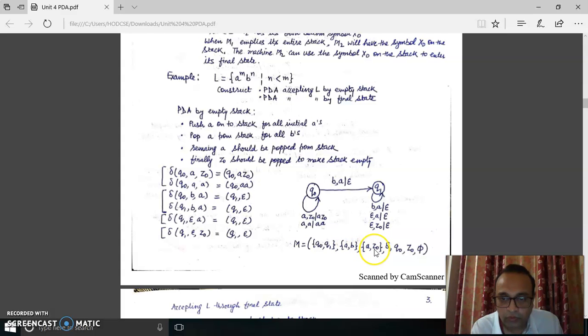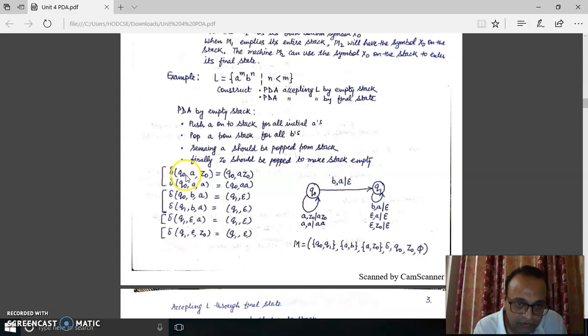There are only 2 stack symbols. We are pushing only A on the stack. For B, we are not pushing anything, we were popping A. So we are pushing only A, and there was another special symbol, the stack initial symbol. So there are 2 stack symbols, A and Z0. Delta is the transition which we have already made in this diagram. Q0 is the initial state, Z0 is the initial stack symbol, and phi represents that there is no final state. We are making this PDA to accept strings with the help of empty stack. So let us see its transition functions separately.